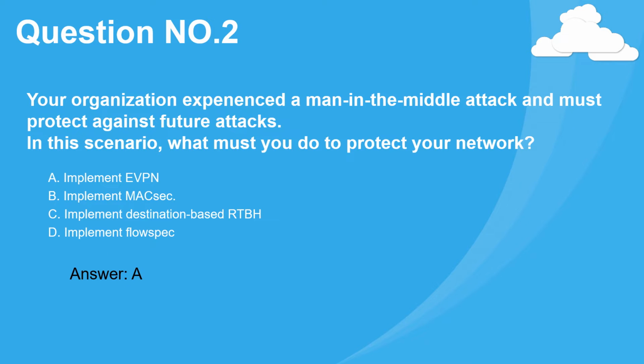Question number 2. Your organization experienced a man-in-the-middle attack and must protect against future attacks. In this scenario, what must you do to protect your network? A. Implement EVPN. B. Implement MACsec. C. Implement destination-based RTBH. D. Implement FlowSpec. Answer: A.